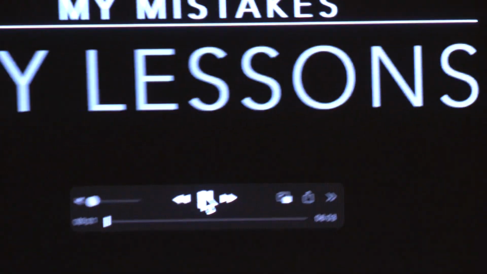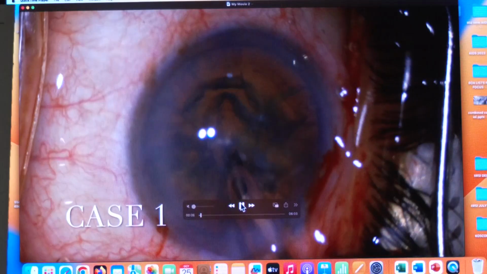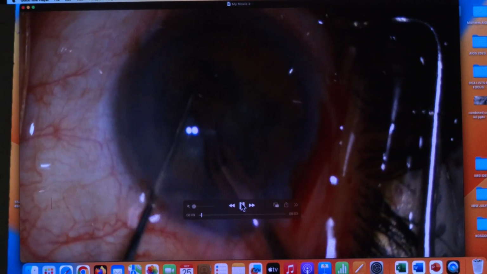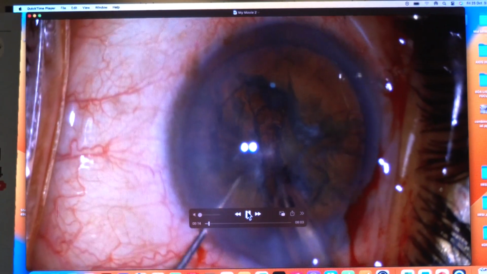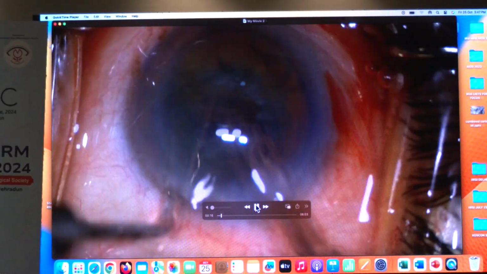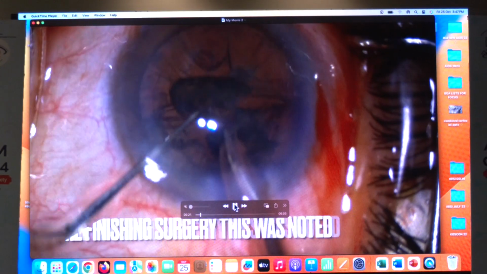So what I am presenting here is my mistakes. This is not my resident's. This is my mistakes, and how my mistakes have taught me when I was doing the other cases or the same case. Now see my mistakes, my lessons. So now see here, I am doing the phacoemulsification. You can see here, I am doing it. Yes, you can say it is a grade 2 cataract, and I am doing it.